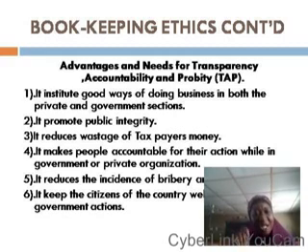But if there is transparency, accountability, and probity in that organization, or in the staff working in that organization, they don't need to bribe anybody. So that is the way it reduces bribery and corruption in an organization.